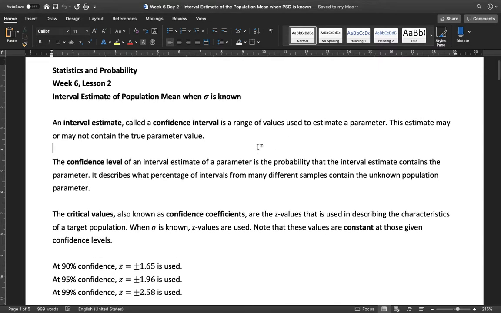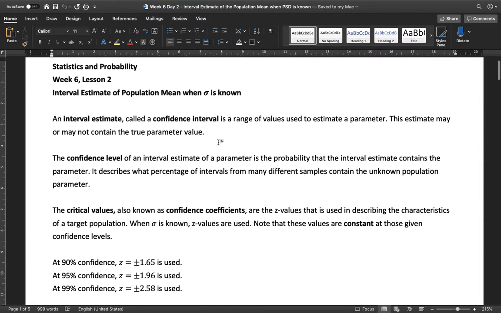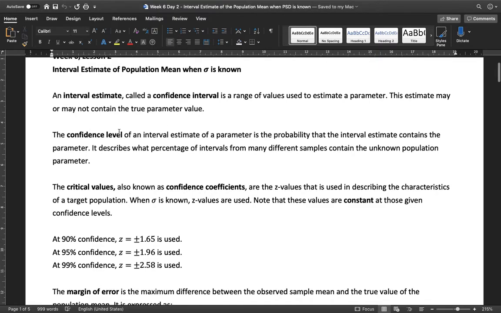Now, how sure are we na yung parameter value natin, yung population mean natin in this case, nandoon sa interval estimate natin? That is determined by the confidence level. So, pag sinabi po natin confidence level, it is the probability that the interval estimate contains the parameter. It describes what percentages of intervals from many different samples contain the unknown population parameter.